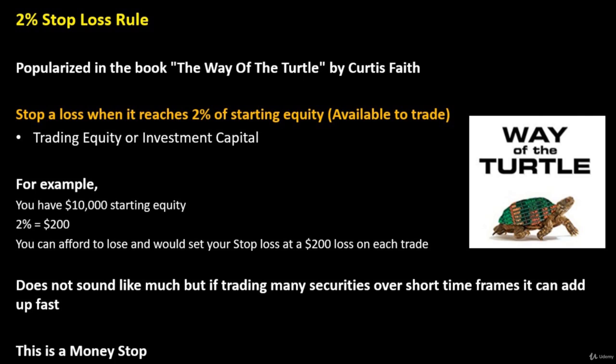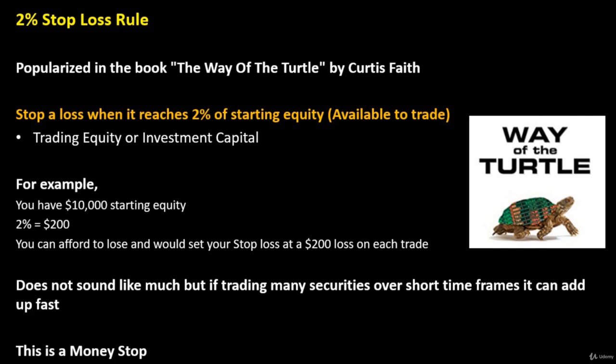So that's saying under the 2% stop loss rule, you can afford to lose 200, and you would set your stop loss at 200 on each trade, right? So it's a 2% rule based on your total equity. Now you might say to yourself, well, 200 out of 10,000 doesn't sound like much. Well, that also depends on how frequently you're trading, right? It doesn't sound like much, but if you're trading many securities over short time frames, it can really add up fast. It's a real fast way to go through your equity if you don't put in some stop losses.